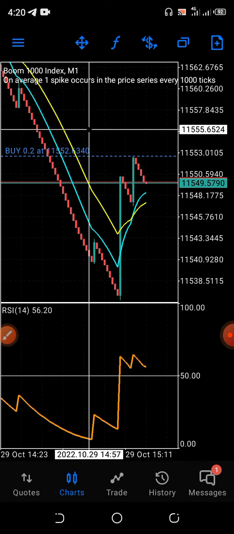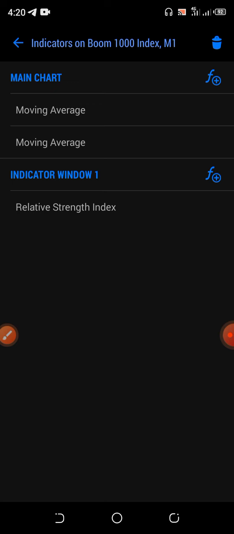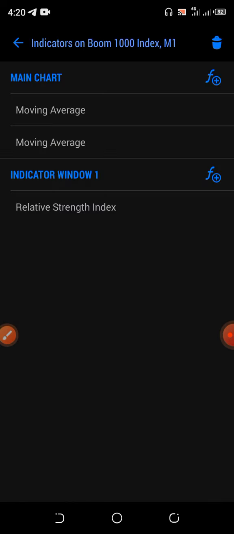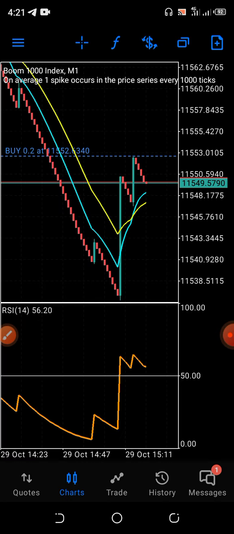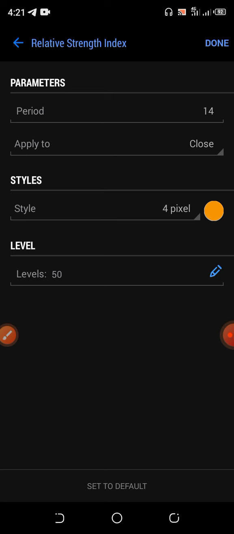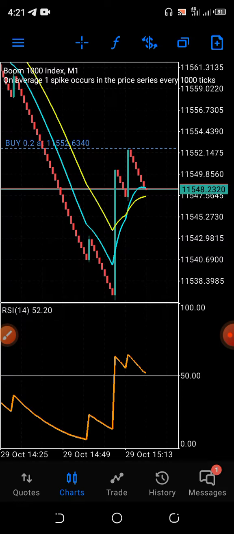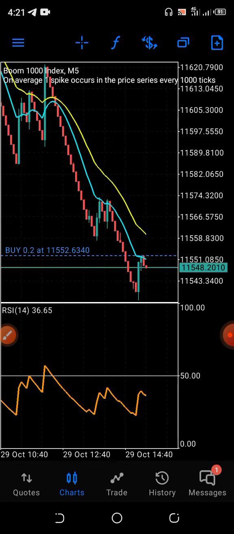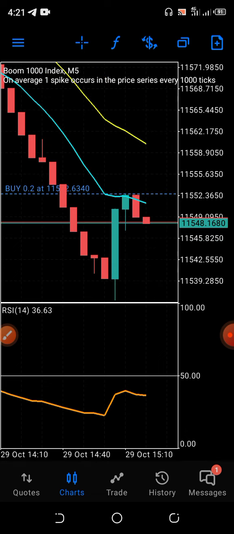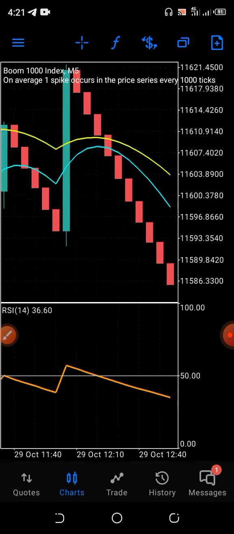So try this. The settings are just the same. Check it: 12, 26, and this one is 14. You choose any color of your choice and just try this very trick. Try it yourself and see the magic. It will surprise you.